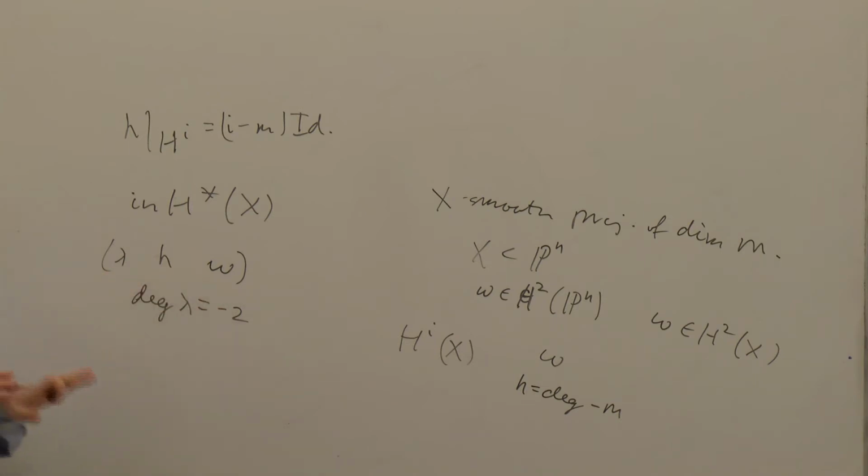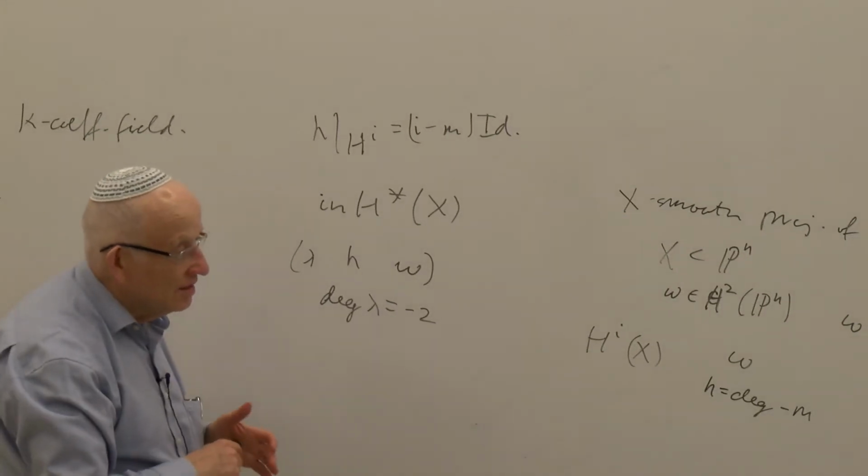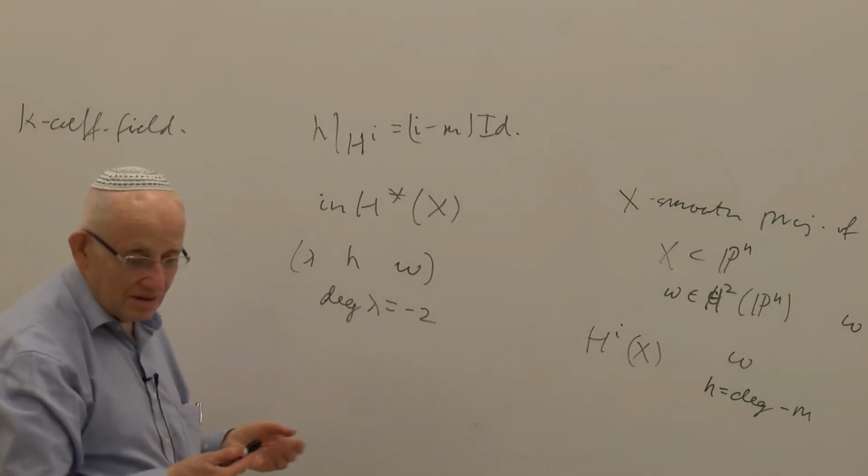When things form an SL2 triple, it's a very strong condition. And since here the range of H is small, bounded, it is an extremely strong condition. You identify omega with the operator cup product by omega? Yes, omega is multiplication by omega. So this is a very strong result. Again, it's difficult to get it algebraically.